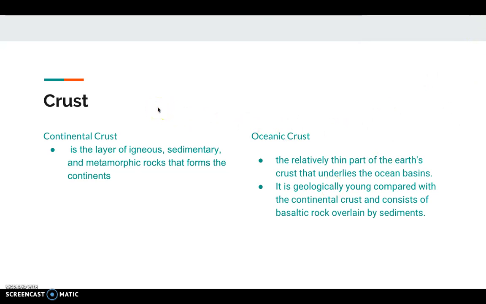With the crust, there are two different crusts. We have the continental crust and the oceanic crust. In the continental crust, it's the layer of igneous, sedimentary, and metamorphic rocks, and it forms the continents. The oceanic crust is the thin part of the Earth's crust that underlies the ocean basins, and it is geologically young compared with the continental crust and consists of basaltic rock overlain by sediments.